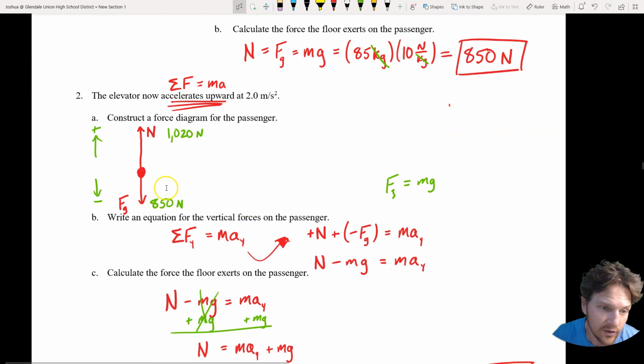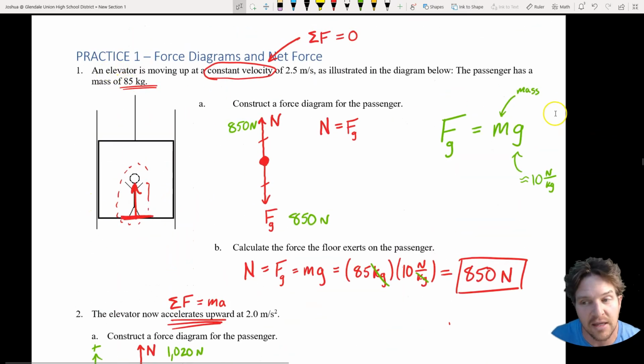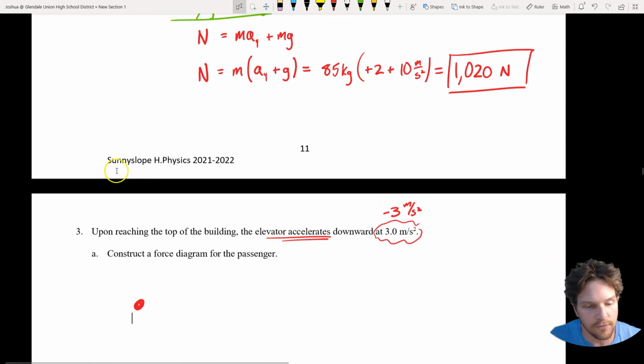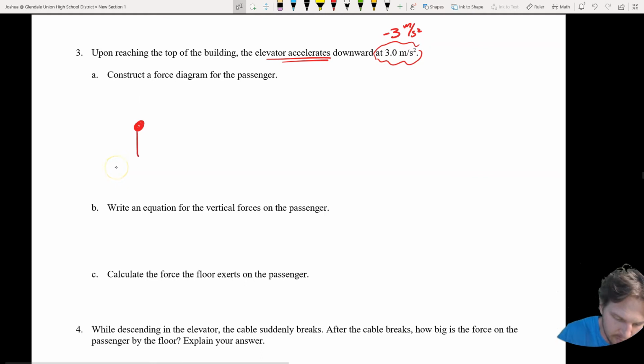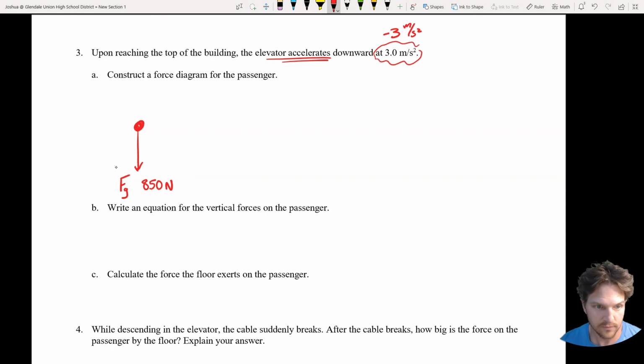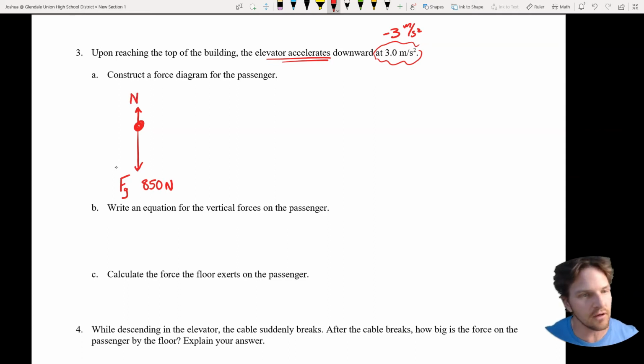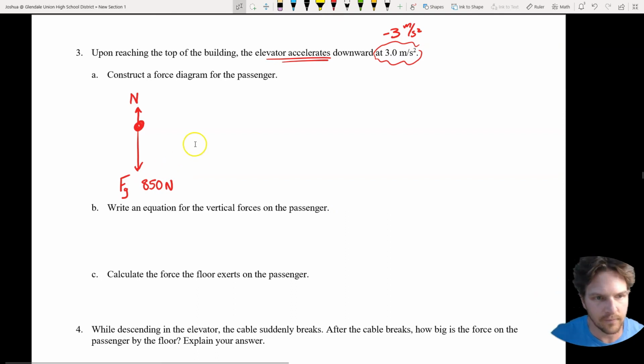Remember, the force of gravity does not change. The force of gravity depends on the mass of the person, right? So it was 850 for the first two. It's still an 85 kilogram person. So force of gravity is still going to be 850 newtons. Okay. But this upward force now is going to be smaller. It's still a normal force, but now the floor of that elevator isn't holding them up as much, which is why they're going to accelerate downwards. Okay. So there's our force diagram so far.